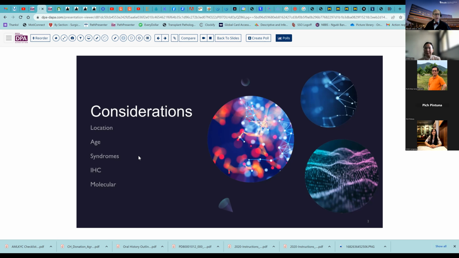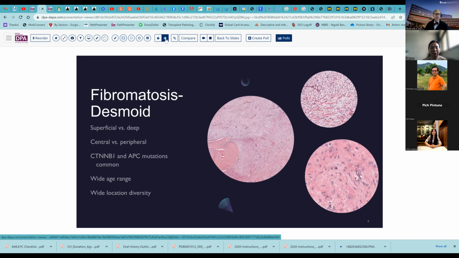And I would look at these things first before I start worrying about what to do with immunohistochemistry and molecular tests, because if you don't have these things in mind before you start doing this, you'll waste a lot of money looking for the wrong answer.